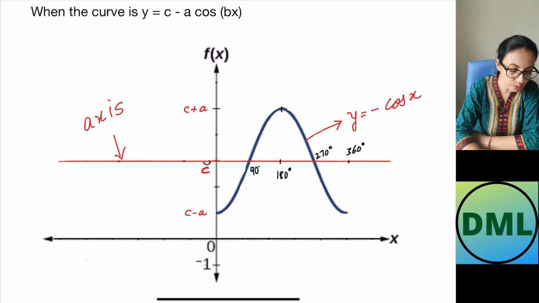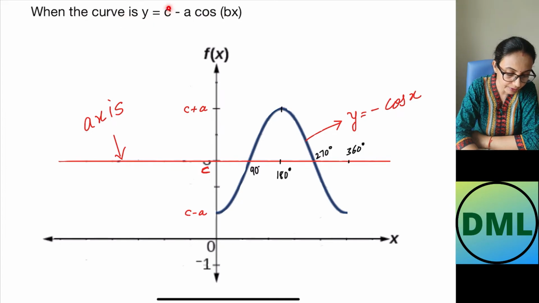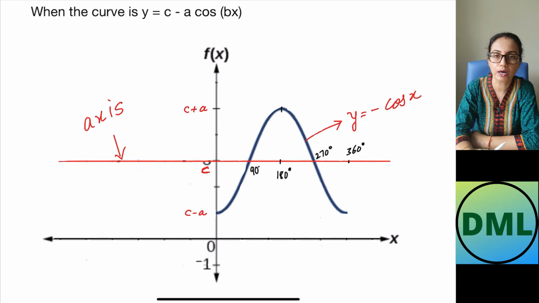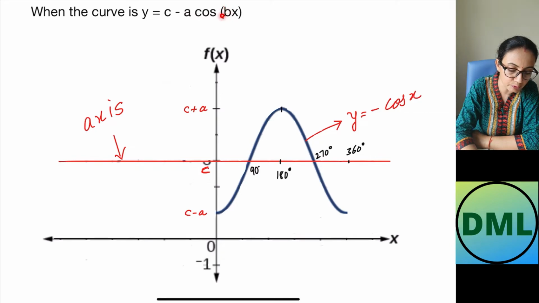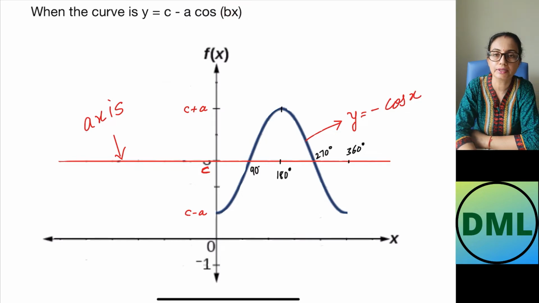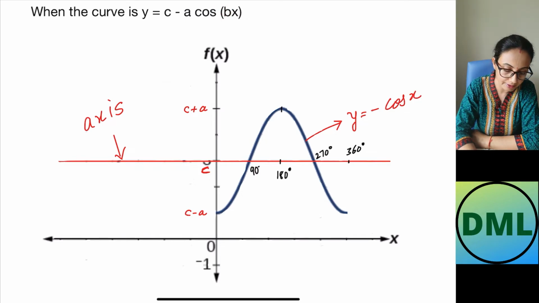When the curve is y is equal to c minus a cos bx, here the value for c is your axis. The value for a is your amplitude, how many units it will go above the axis and how many units it will go below the axis. B will give you how many cycles there will be inside one period. This is the negative sign. With this negative sign, you can tell that my graph is negative cos theta. So I need to follow the negative cos theta curve.